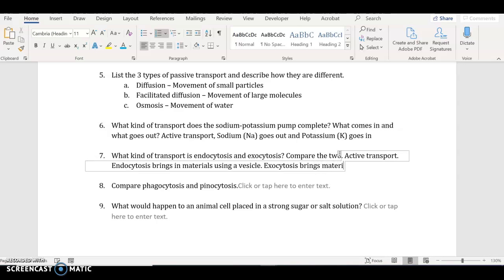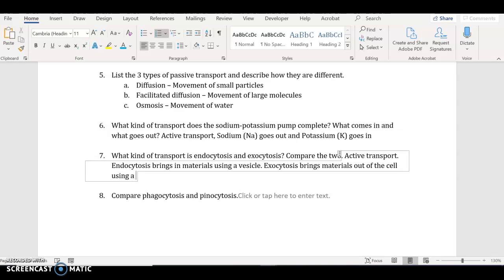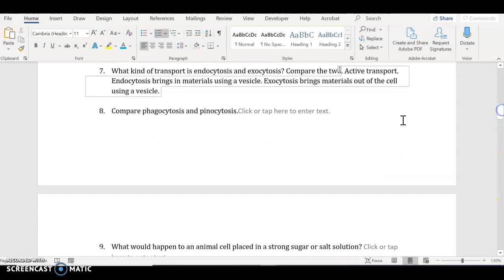Brings materials out of the cell using a vesicle. Remember, those vesicles are just specialized vacuoles. Compare pinocytosis and phagocytosis. These two things are both types of endocytosis.